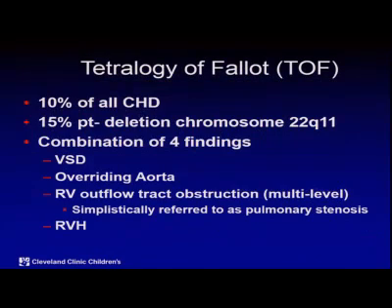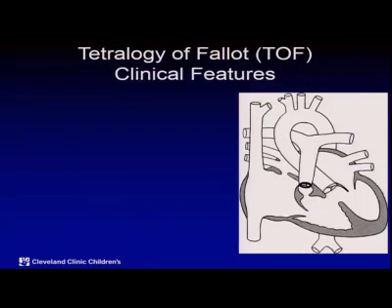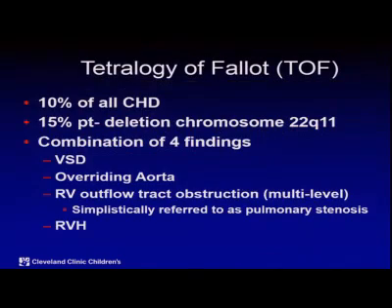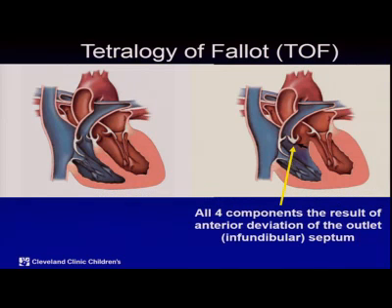All right, so Tetralogy of Fallot is 10% of all congenital heart disease. A fair amount of them will have DiGeorge syndrome. It's a combination of 4 findings. Again, they all have a VSD, overriding aorta, pulmonary stenosis, and right ventricular hypertrophy. But they're all actually the result of the same thing.